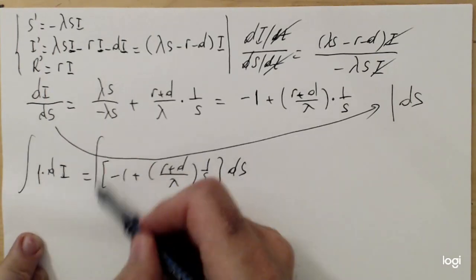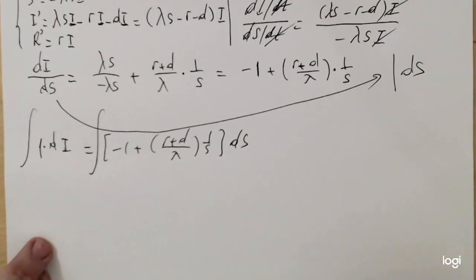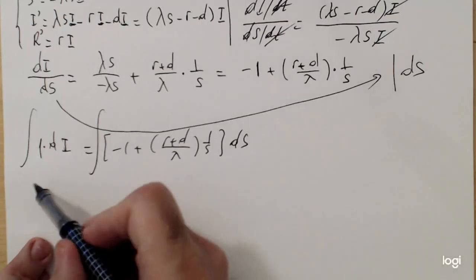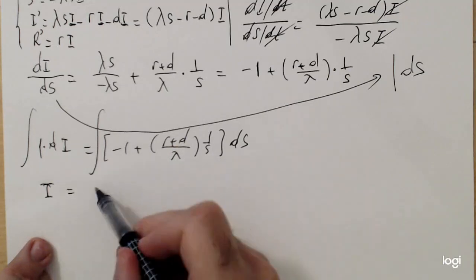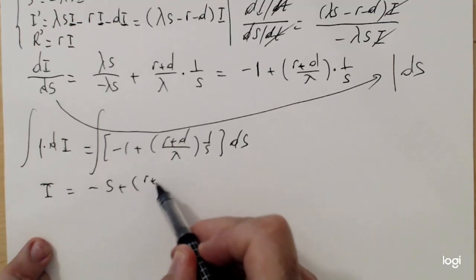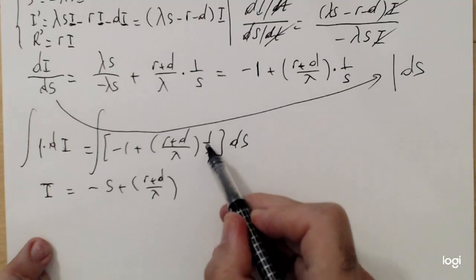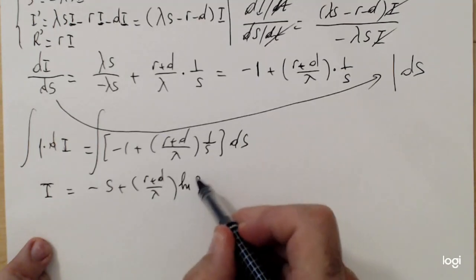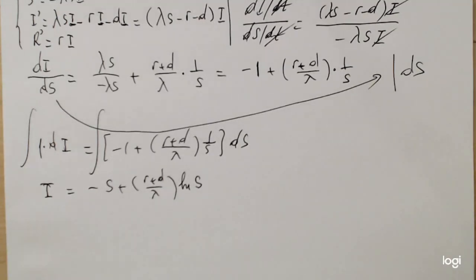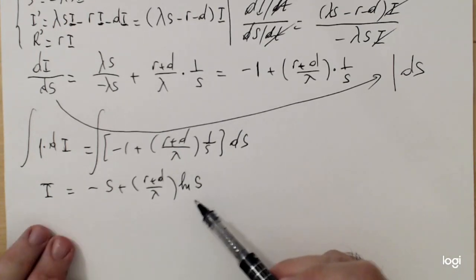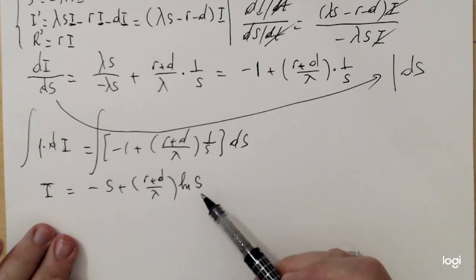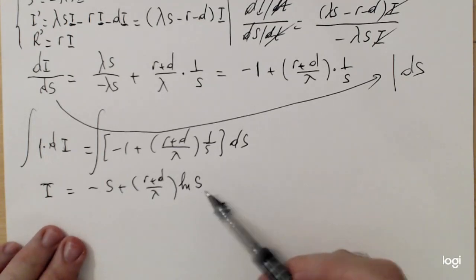And now we're going to integrate both sides. So the integral of 1 dI in terms of I obviously is going to be I. Here in terms of S, we get minus S plus (r plus d) over lambda, the integral of 1 over S, which is ln of S. By the way, one can prove that the solutions are always positive if you start with positive values. There's a little bit of math behind that, so for now we just assume that, of course, these properties are satisfied on this equation.